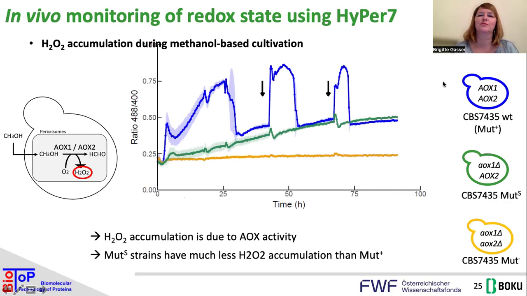So in addition to the wild type strain that we have shown also before in red, he also analyzed the Mut-S strain and also the Mut-minus strain, which has no AOX activity anymore. And thereby he could clearly show that the hydrogen peroxide accumulation is due to AOX activity, and that the Mut-S strains have much less hydrogen peroxide accumulation than the Mut-plus strain.